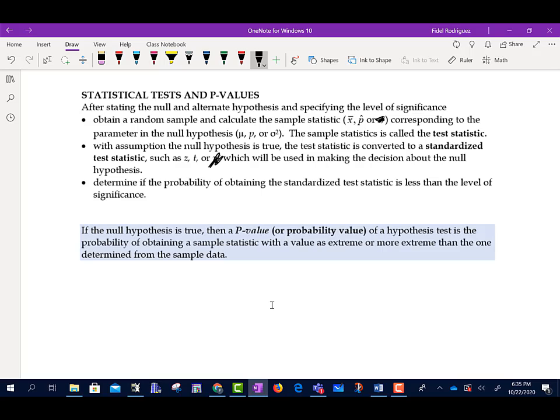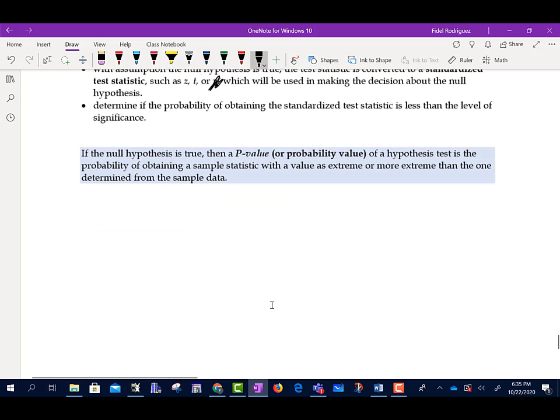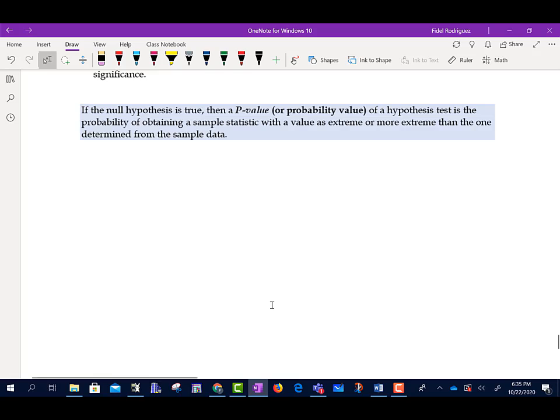Determine if the probability of obtaining the standard test statistic is less than the level of significance. So it says, if the null hypothesis is true, then a p-value, or probability value, of the hypothesis test is the probability of obtaining the sample statistic with a value as extreme or more extreme than the one determined from the sample data. Okie dokie.